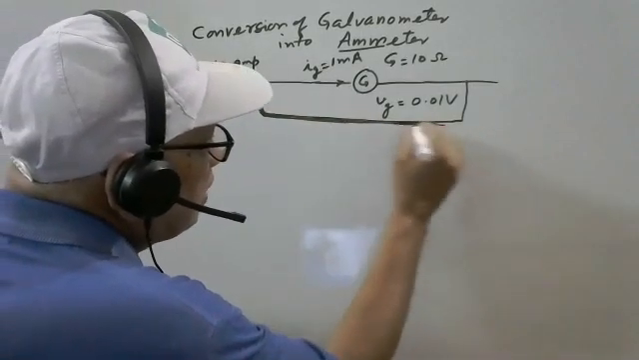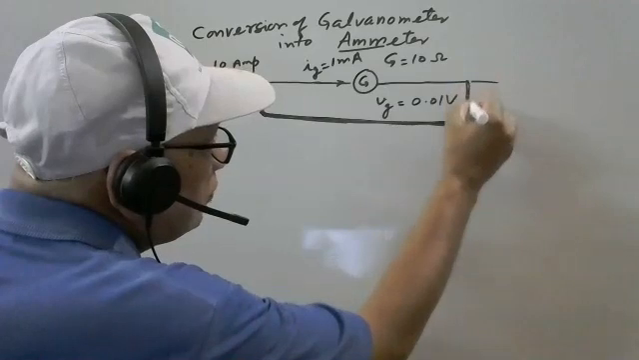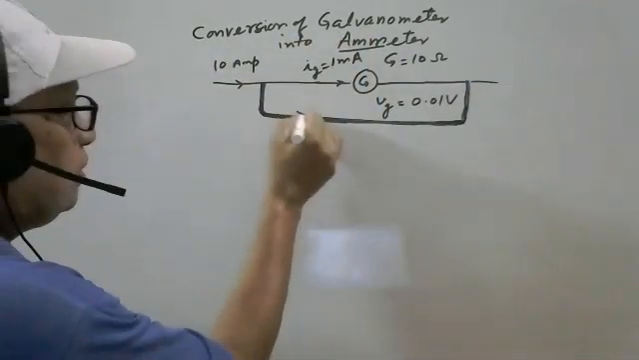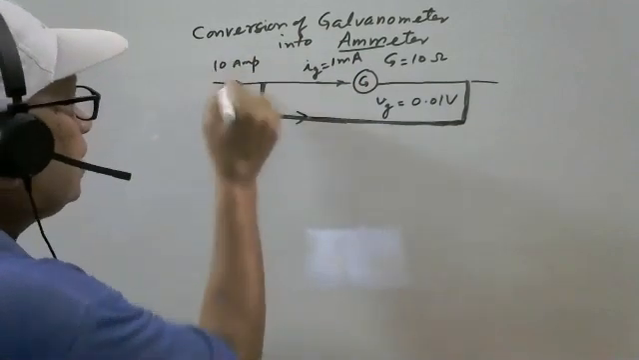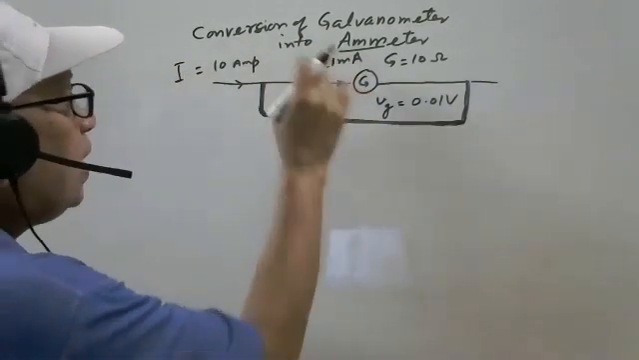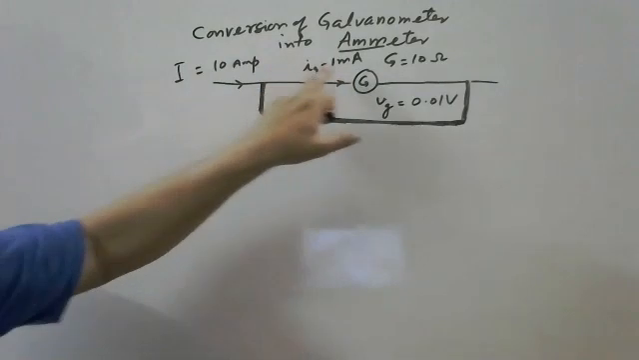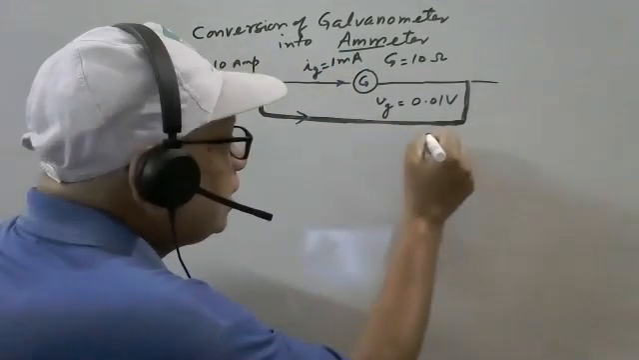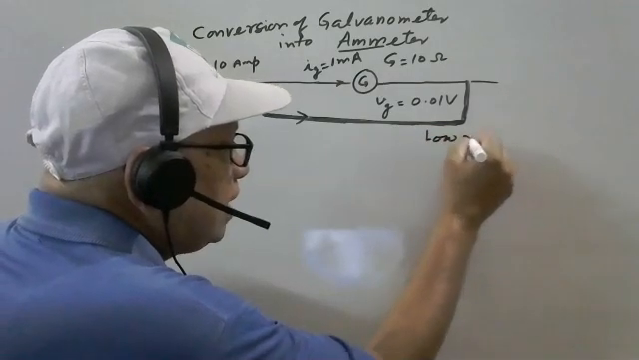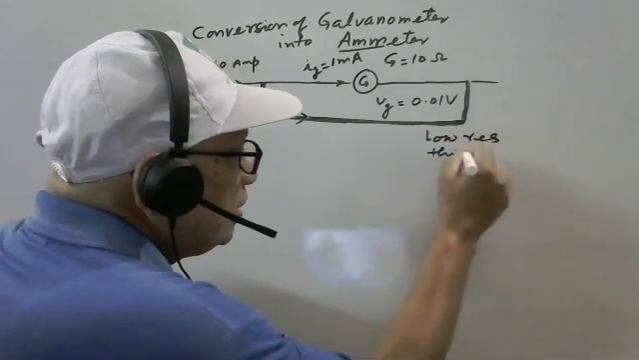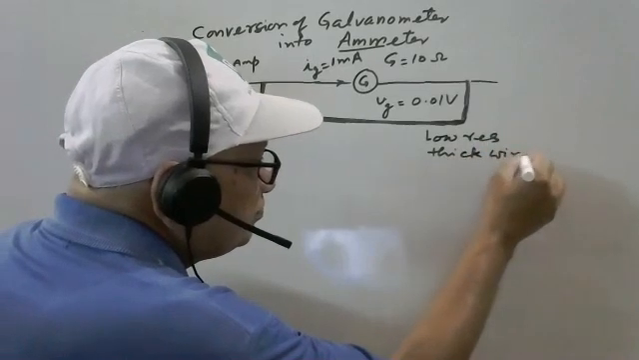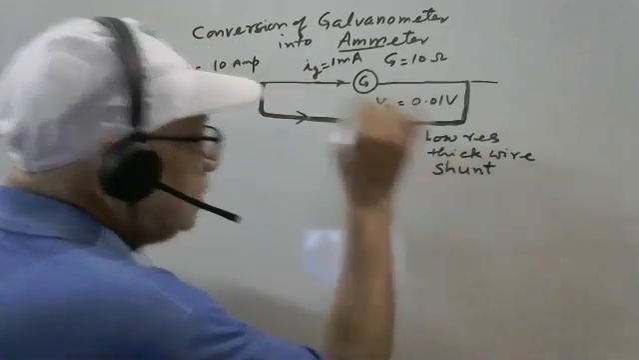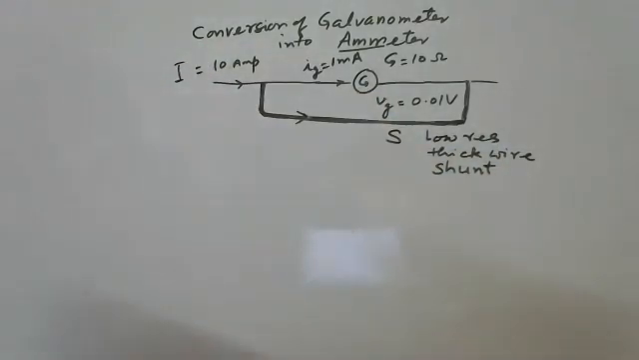low resistance path like this. So this is the I, and Ig is passing through the galvanometer coil, and this is called a low resistance device, thick wire. It is called a shunt. Let S be the shunt resistance.